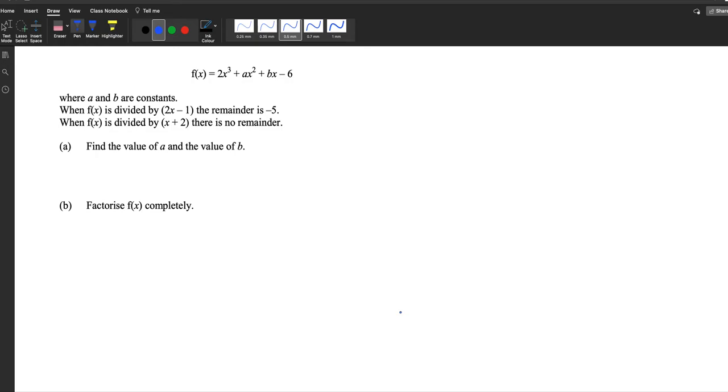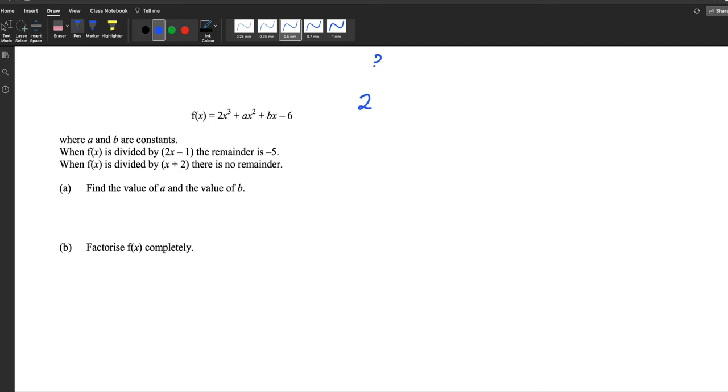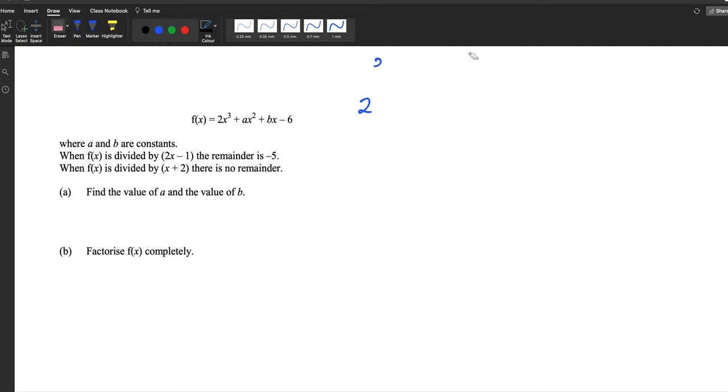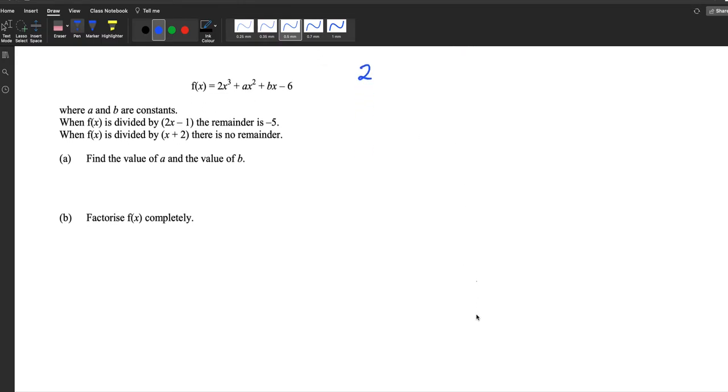Well, this one's quite a standard problem. It's a bit nested with some other stuff, but we can do it. So the fact that it's divided by 2x minus 1 and the remainder is minus 5 means that, well, first of all, we need to find out what this would be. I don't know why it jumped like that. What is going on? Man, technology sometimes. Okay. Anyway, let's check that this actually works.